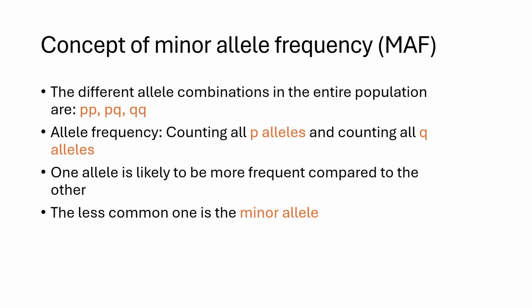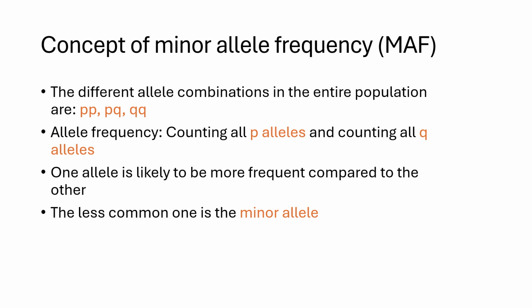So the concept of minor allele frequency is also an important concept. Let's say that the different allele combinations in the entire population are PP, PQ, and QQ. So they're different alleles, right? Each of us has two alleles, one that we inherit from a mother and one that we inherit from a father. But the combination of that could be varied.